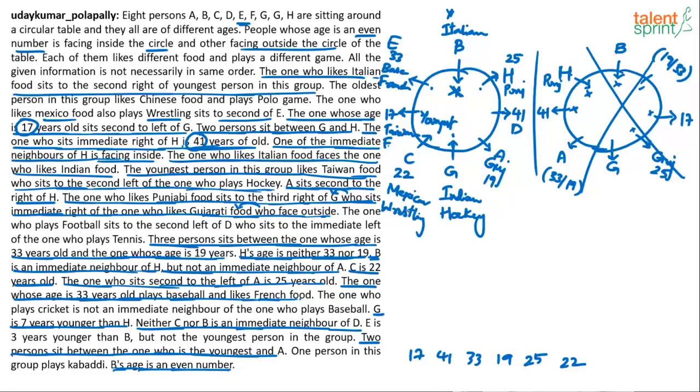Sports, cuisine and ages are to be done. Let's find out. The one who plays football sits to the second left of D. All these are direct statements now. Here is D. D is facing outwards. Second left of D, left should be anti-clockwise. This should be football.